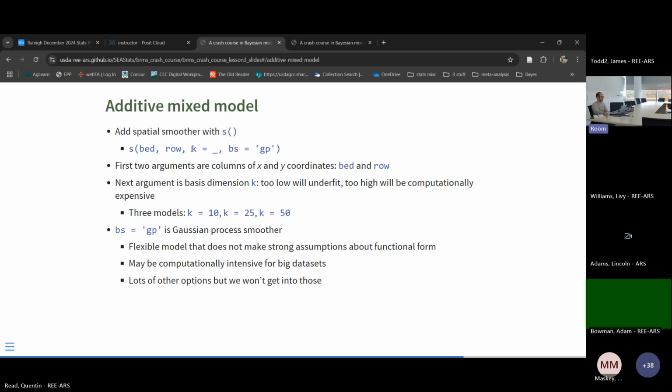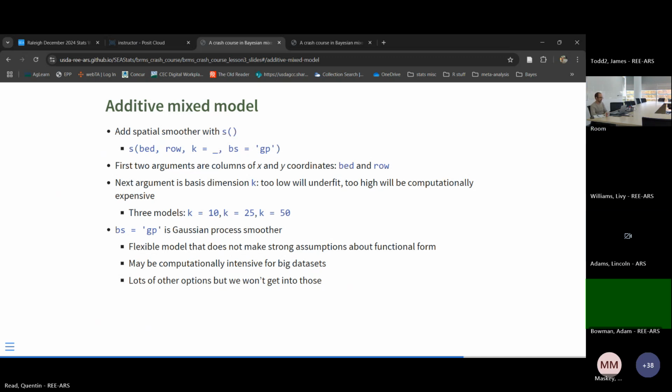The next argument after that is K. That is the basis dimension of the spline of the smoother. If you remember from the plot I showed you before with the acceleration of the crash dummy, you want to have K be a moderate number that's high enough to fit your data, but not too high that it takes too long to run. So I'm using 3 different ones here, so we can check the model fit of different values of K, 10, 25, and 50. You kind of have to work that out by trial and error in some cases.